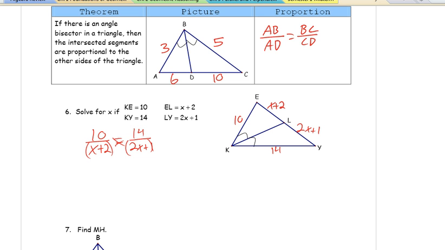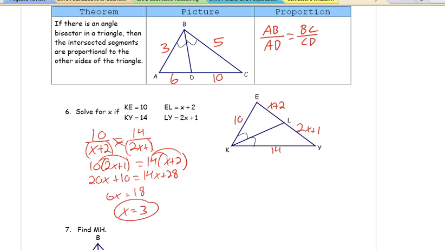Again, cross multiply. 10 times 2x plus 1 equals 14 times x plus 2. See if you can beat me to the end. Distribute. So you get 6x equals 18. X is 3. So you'd see if x is 3, this would be 5. This would be 2 times 3 is 6 plus 1 is 7. You have a 10 to 5 ratio, a 14 to 7 ratio. Those are 2 to 1 ratios. That's what we're looking at again here.